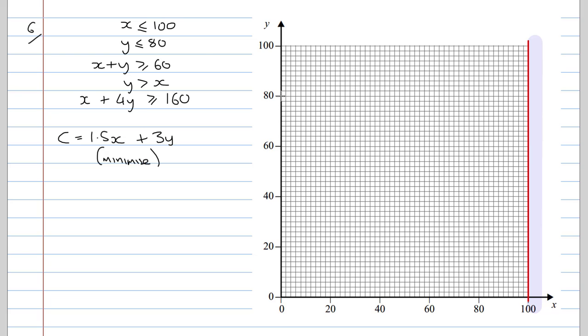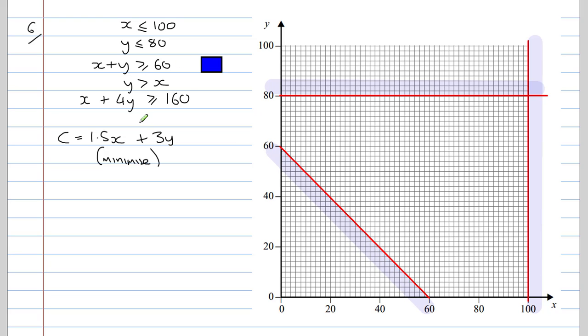That's going to be a horizontal line through 80. We're interested in the region below the line, so we shade out the bit above the line. Next, we've got X plus Y is greater than or equal to 60. These types of lines are usually easiest to draw by plotting points on the axes. When X is 0, Y equals 60, and when Y is 0, X equals 60. We are interested in the region above that line because it's X plus Y greater than or equal to 60. That means we shade out the region below the line.